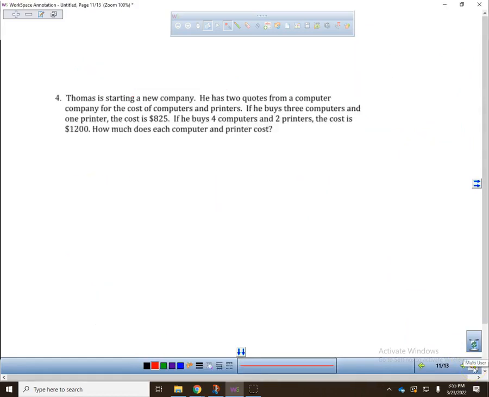Okay, we've got a word problem here for our systems of equations. We can choose how we want to solve it. So let's get into it. Thomas is starting a new company. He has 2 quotes from a computer company for the cost of computers and printers. Let's go ahead and say that my C will be computers and my P will be printers, okay? That way I know what variable I'm using with each of the numbers that I see.